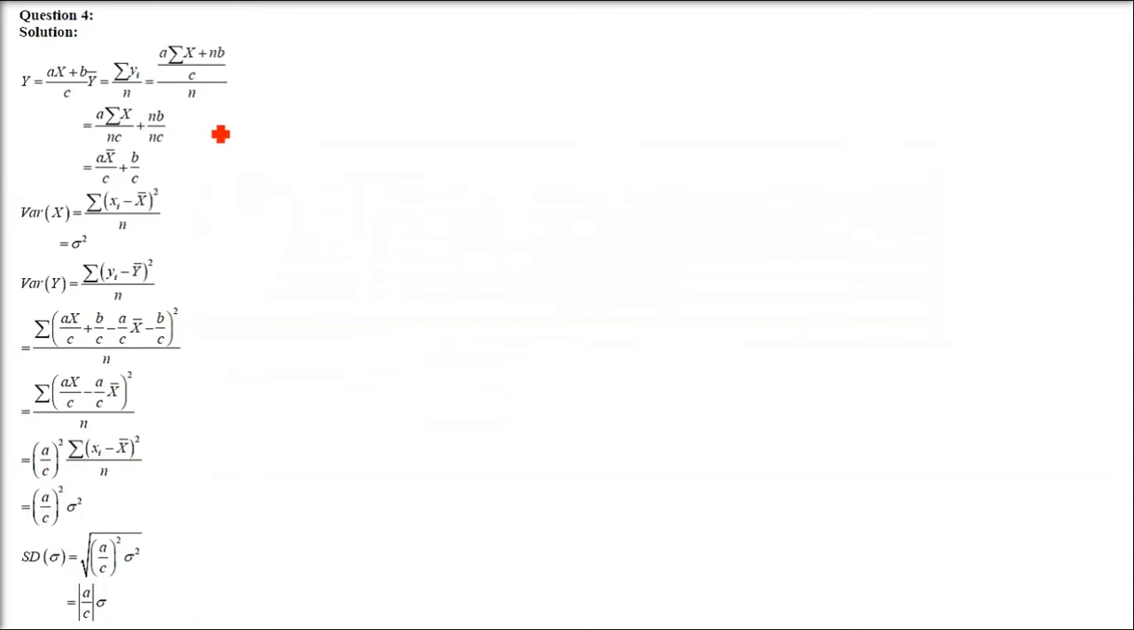Now the next question is: if x and y are two variates connected by the relation y equals (ax plus b) by c, and the variance of x is given as sigma square, then write the expression for the standard deviation of y.